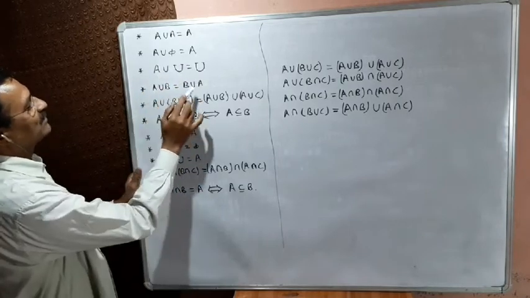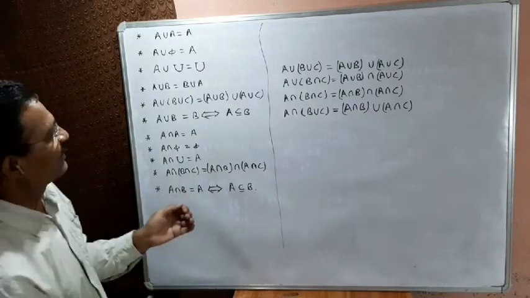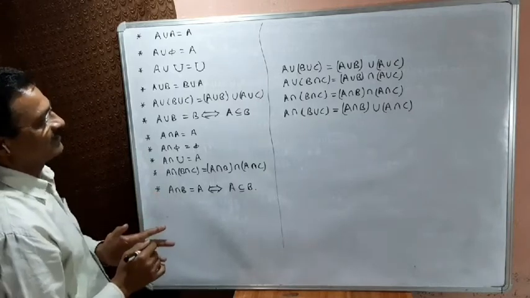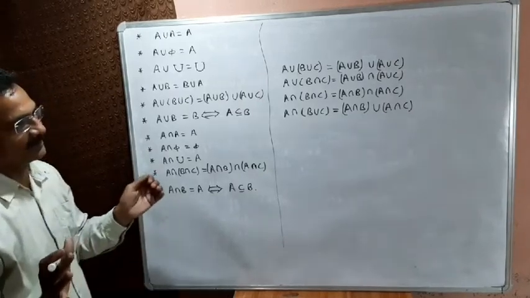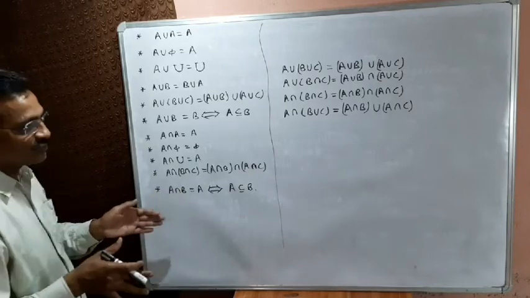A union B equals B union A. If we combine the family of A and B or combine the family of B and A, what will be the result? Actually, we will find a set having the elements of both A and B in joint venture.